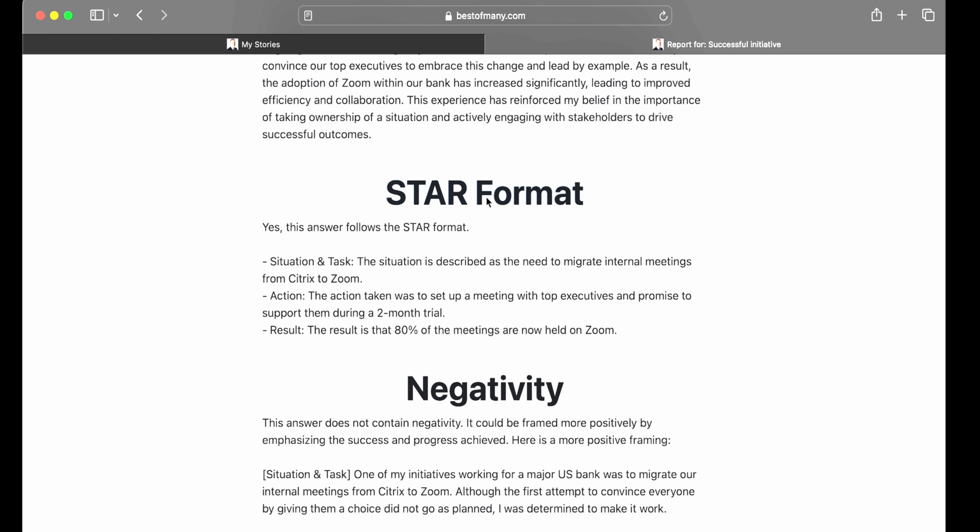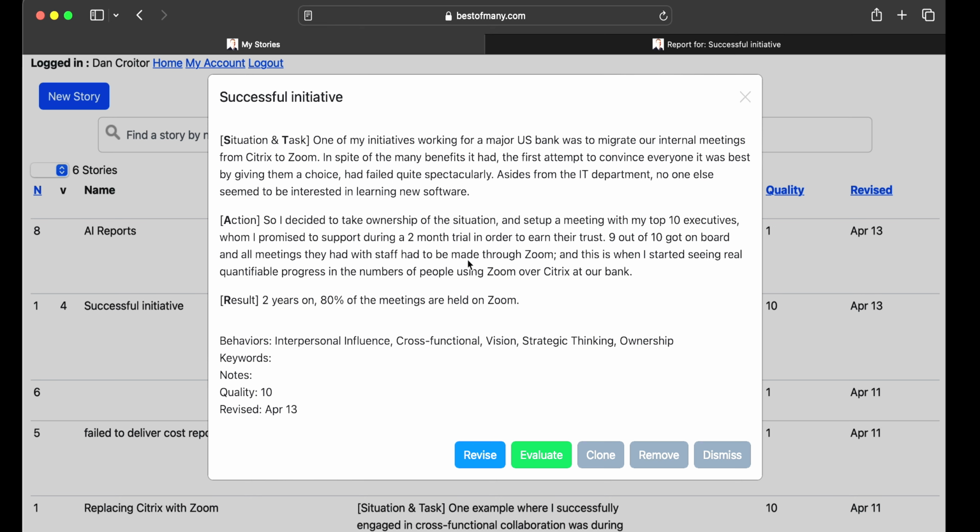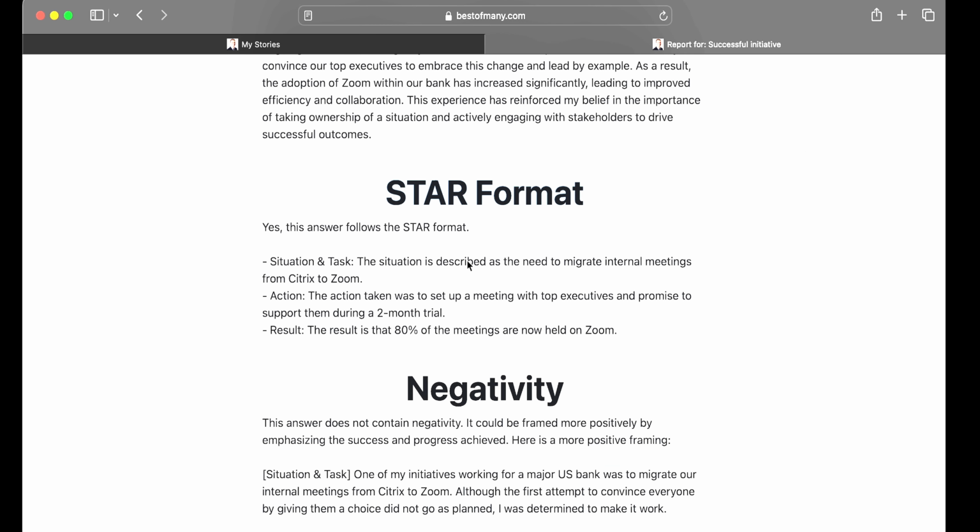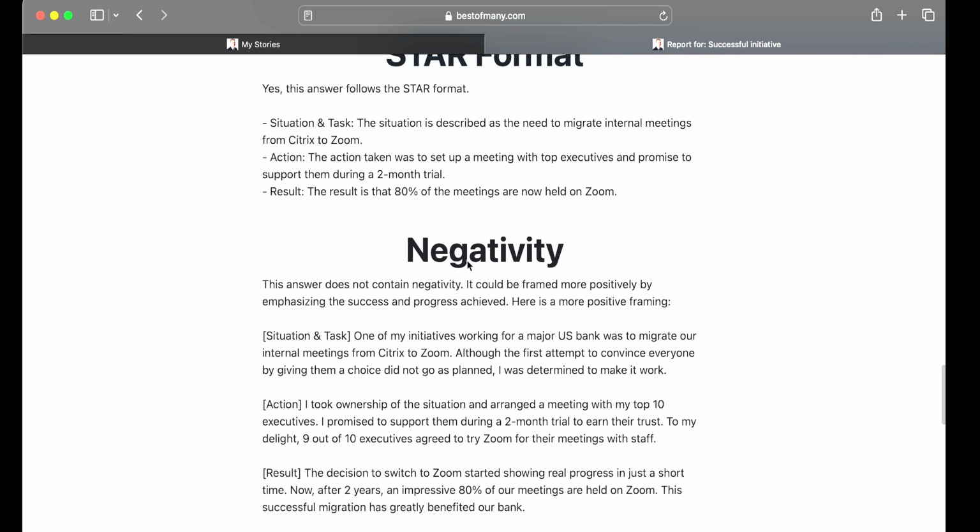Now, what about the STAR format? Well, as you see, right when I added the answer, it was already in the STAR format, but from experience, not many of your answers are in a good STAR format, and it will also evaluate whether there is stuff to improve for the STAR format.